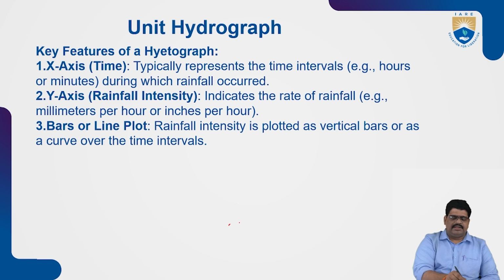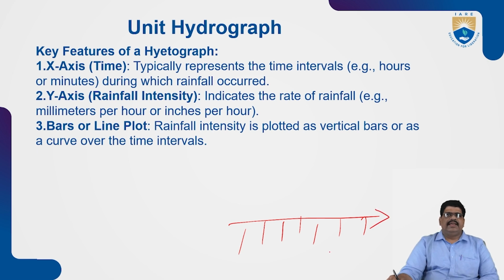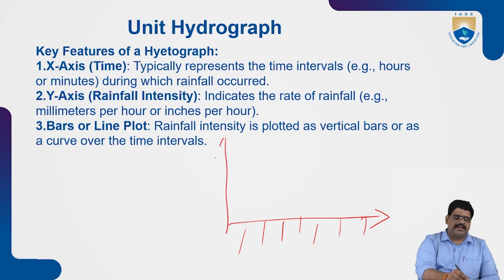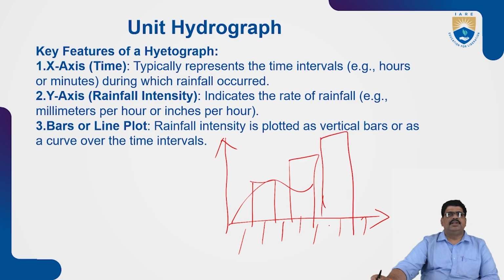The x-axis gives the time, which may be years, months, days or hours, whichever is given. On the y-axis, the rainfall intensity is plotted. This is the hyetograph. The y-axis indicates the rate of rainfall in millimeters or centimeters per hour, or inches per hour. The third feature is bars or a line plot. Rainfall intensity is plotted as vertical bars or as a curve over the time intervals.